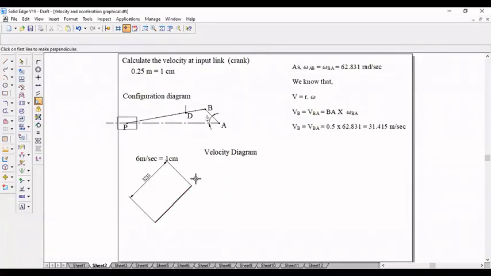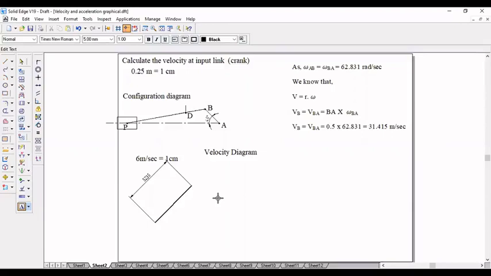So now let me mention the points here. This is the crank line. I started from here. This is A. What sir explained in the previous lecture is that the velocity line must be mentioned by a small letter. In the configuration diagram, it must be mentioned by capital letters. So this is A to B, but I'll mention it by small letters a and b. That's all. One velocity line is over.